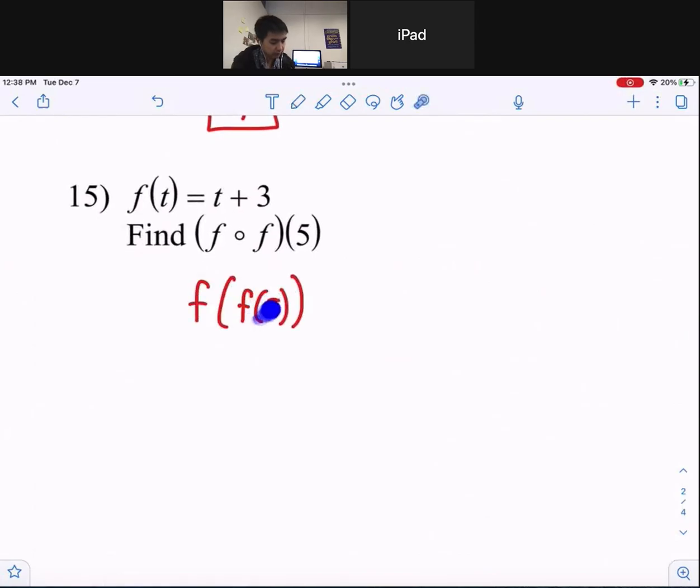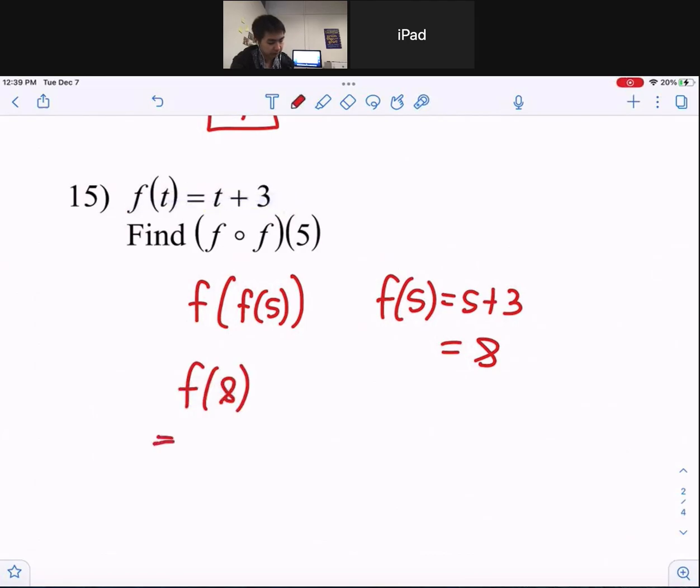And the last one, f of f of 5. So let's find f of 5 first by plugging in 5 into here, which is 8. So we have f of 8. And then plug in 8 into the f function right here. 8 plus 3, 11.